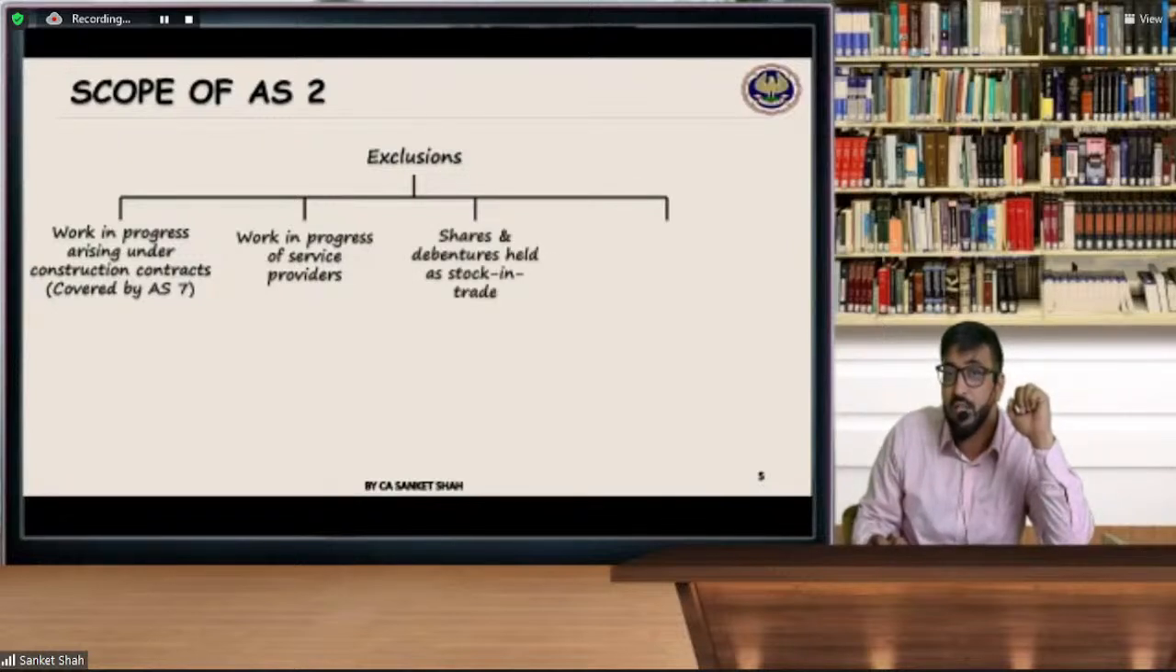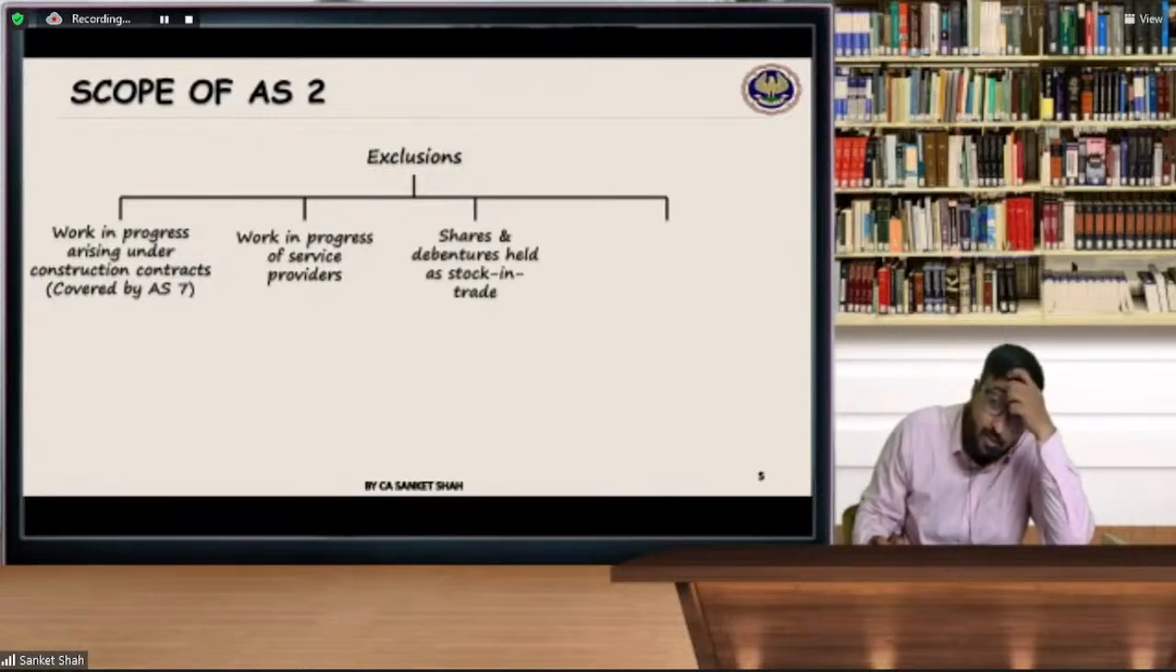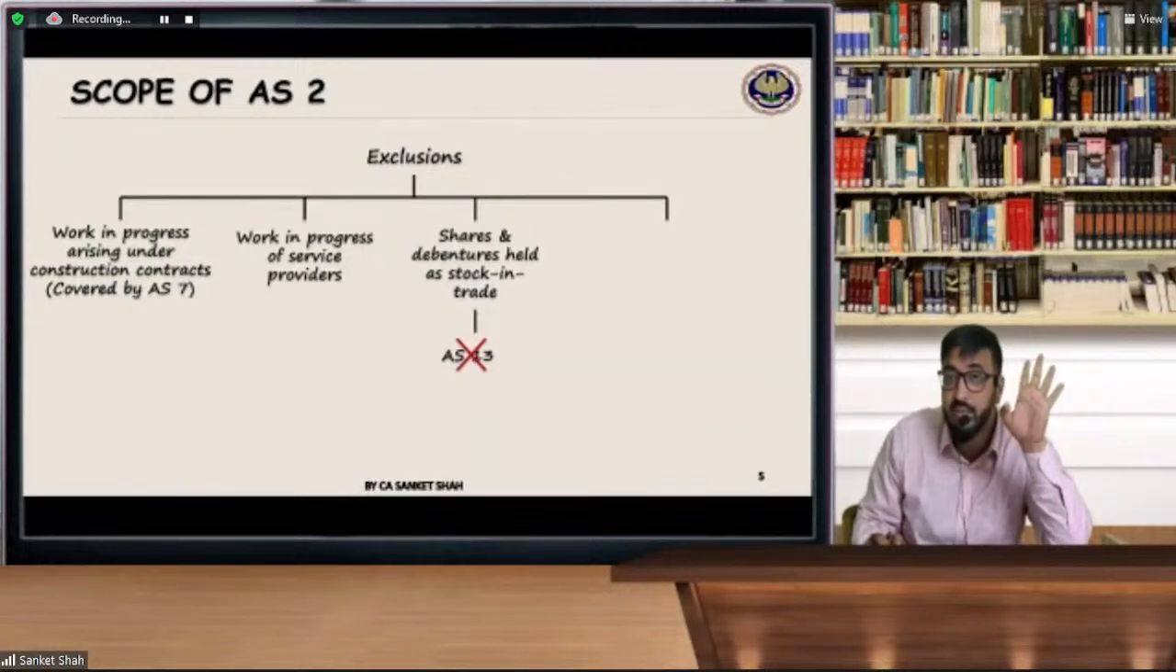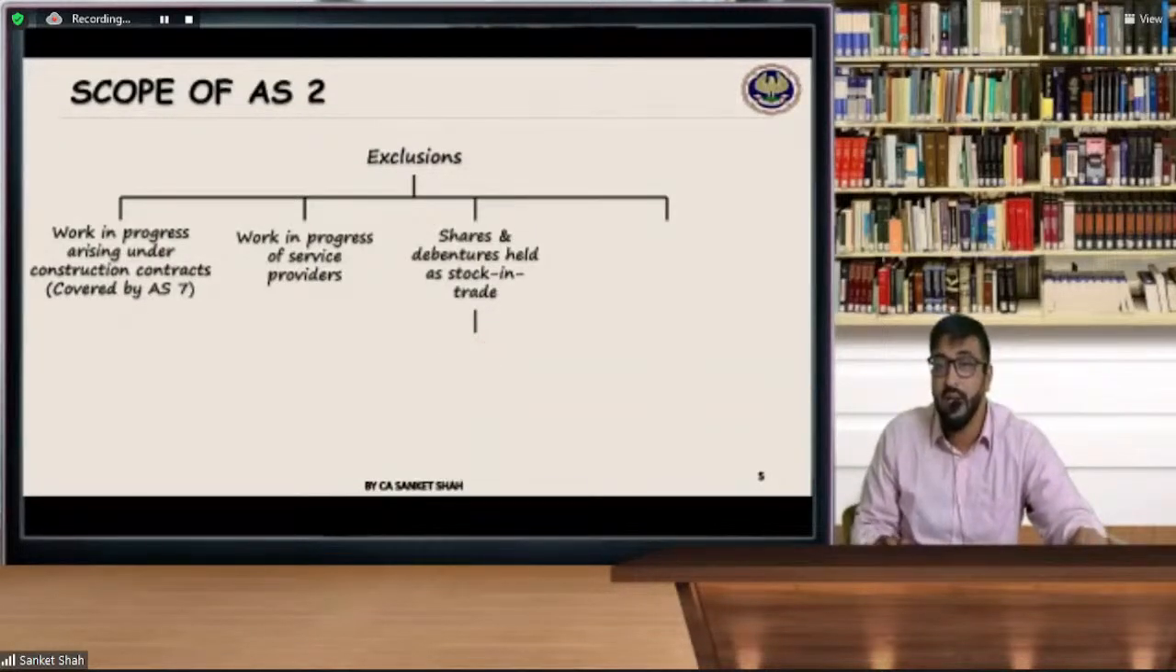Shares and debentures held as stock in trade. So if you have stock of shares or debentures, don't consider it under Accounting Standard 2. The reason is very simple. Accounting Standard 13 will also not take care of it. It has a separate guidance note. It is an investment. If you have shares or debentures held as stock in trade, the current guideline is lower of cost or fair value.